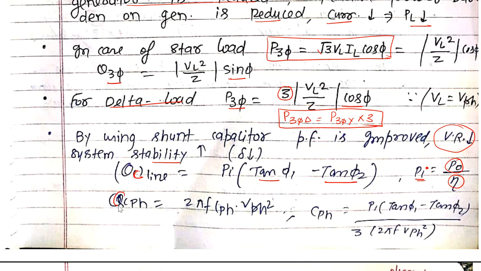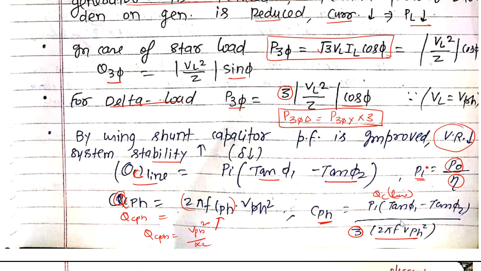Now the reactive power QC per phase is equal to 2 pi F into C per phase into VP square. How did we get this formula? QC per phase is nothing but VPH square divided by XC, so we can easily remember this formula. Now capacitance per phase, CPH, is equal to Pi into tan phi 1 minus tan phi 2. We already studied it is nothing but QC line divided by 3, because it's per phase, into 2 pi F into VPH square. Okay, we'll move to the next page.